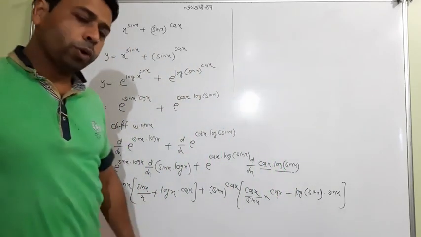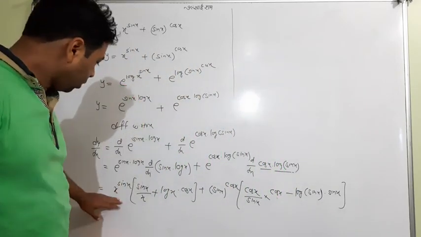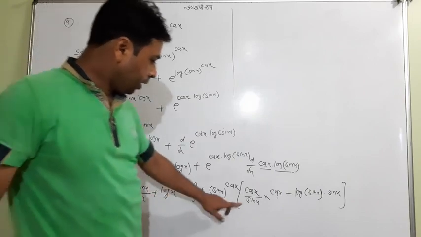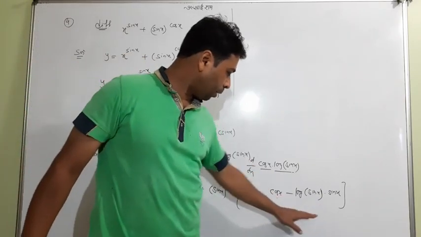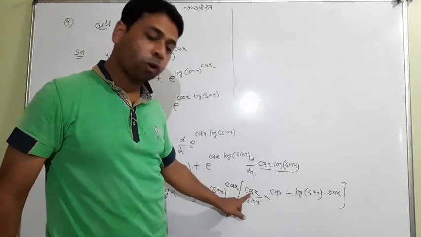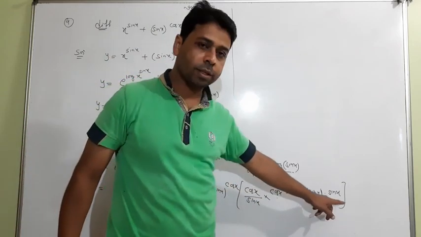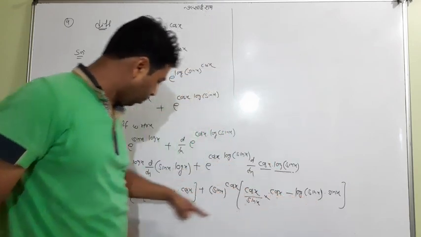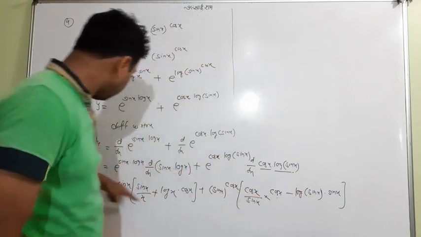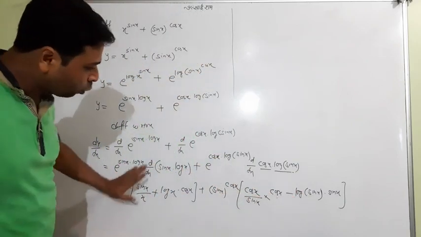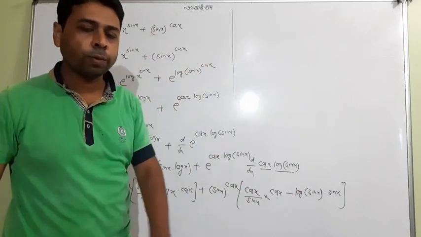Now you can arrange your question by your choice. Whole will be the same, but only cos upon sin you can write as cot x into cos x minus this. And no change at all. This is your whole answer. This is dy by dx. It looks very long, but it is right. You don't worry about that.